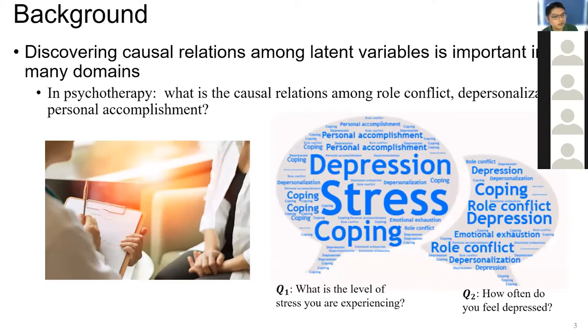As we all know, discovering causal relations among latent variables is important in many real-world applications. For example, to design a proper psychotherapy program, we need to understand the causal relations among role conflict, depersonalization, personal accomplishment, and so on. However, these variables of interest are usually unobserved, and we can only make use of the measured variables. For example, the response levels from the questions for role conflict and so on.